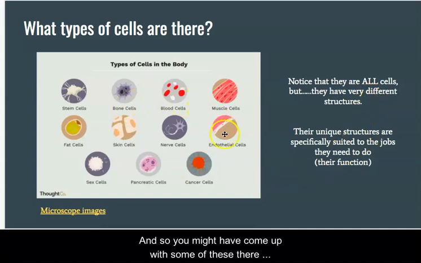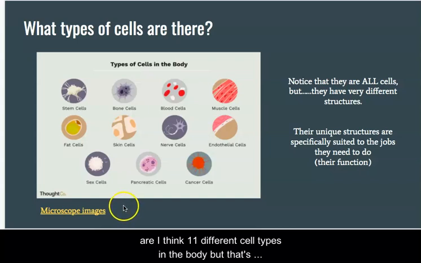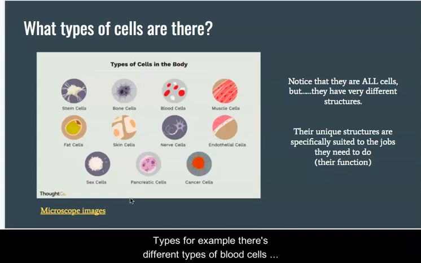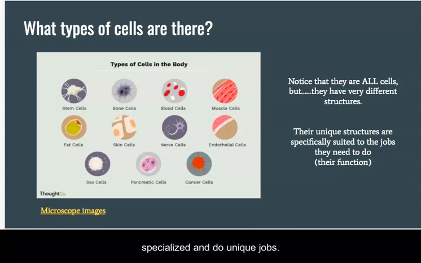And so you might have come up with some of these. There are, I think, 11 different cell types in the body, but that's also pretty general. We get a lot more specific types. For example, there's different types of blood cells and so on and so forth. But just to give you an idea that cells can specialize and do unique jobs.